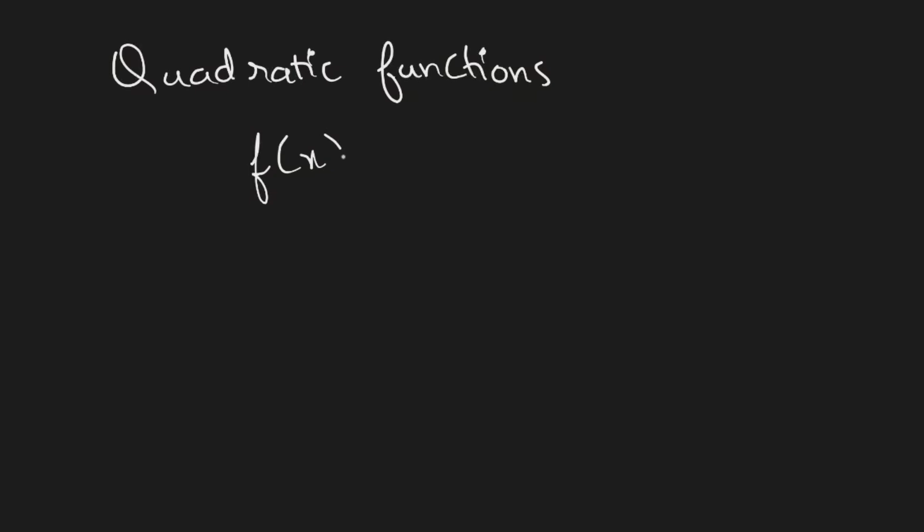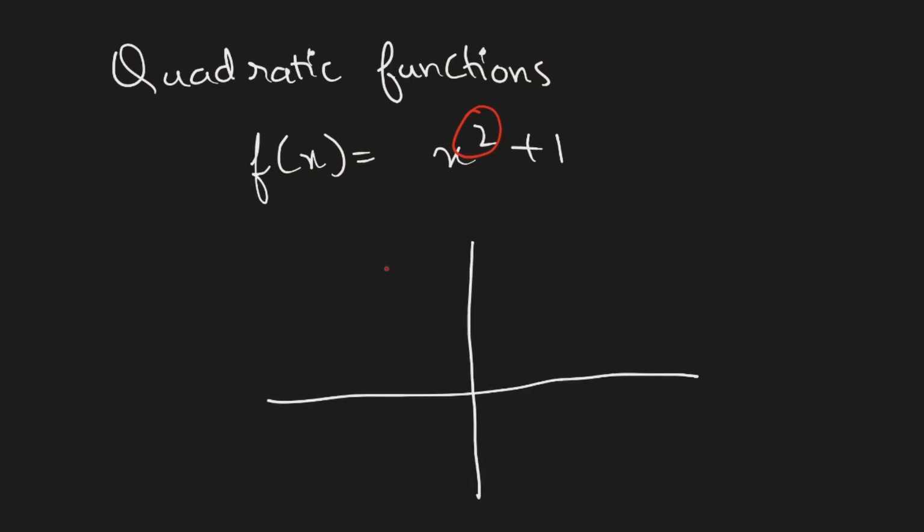Next one is the quadratic function. It is also very easy to remember. The only thing of importance here is that x has a power of 2. So if it is x squared, then it's a quadratic function. And if you want to plot its graph, it will look something like this. It's basically a U.